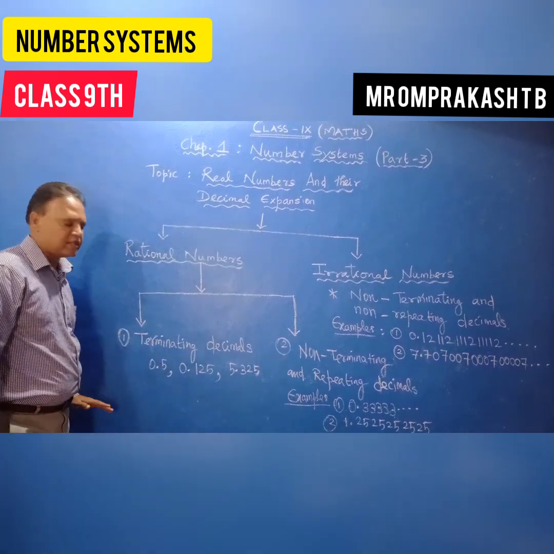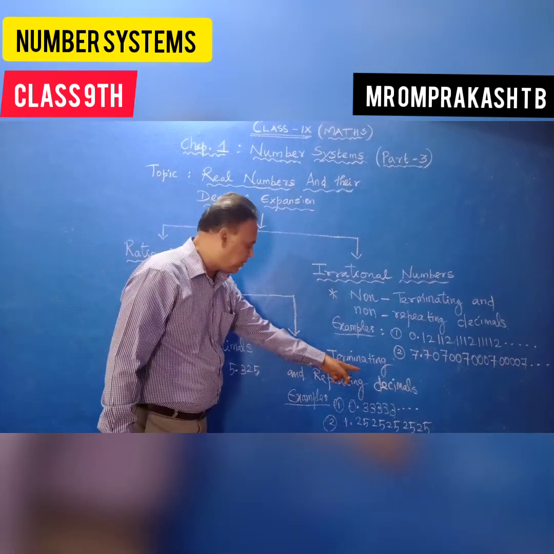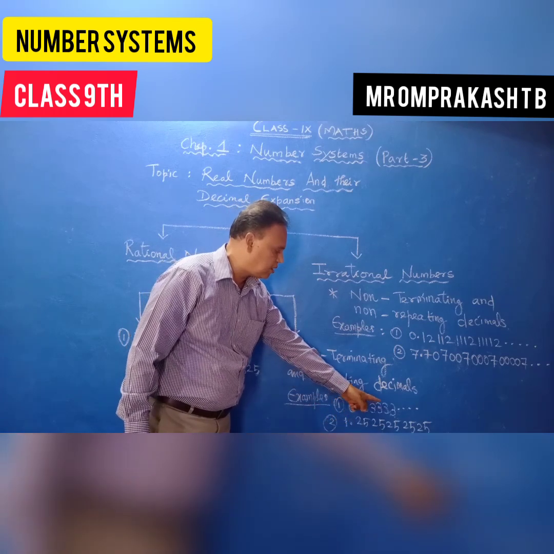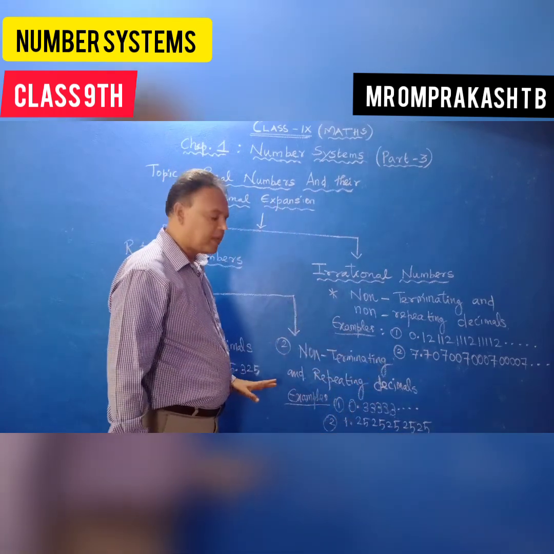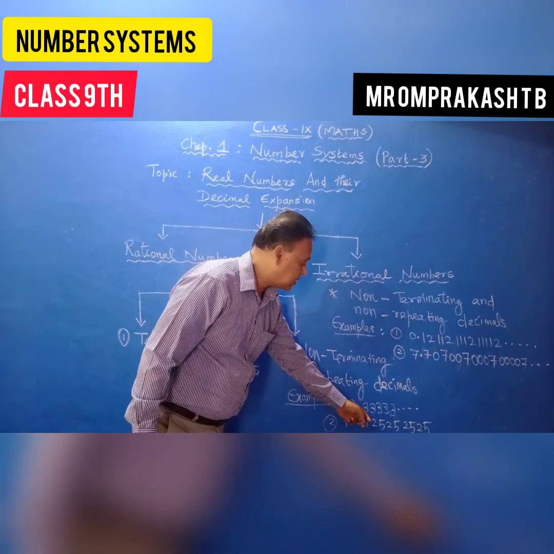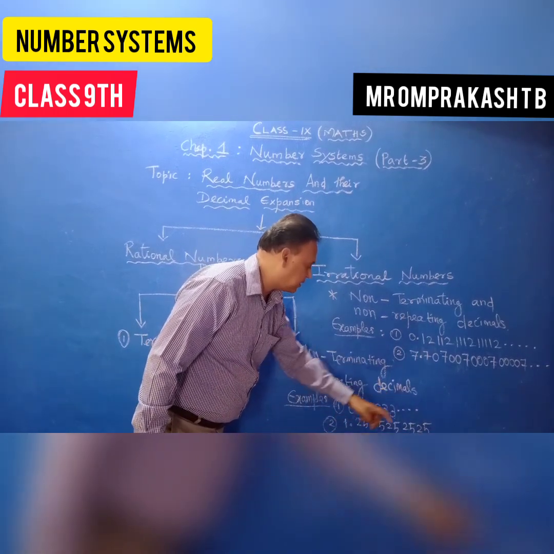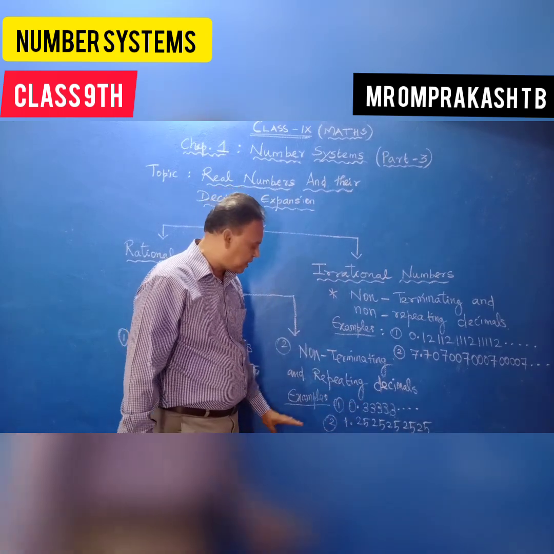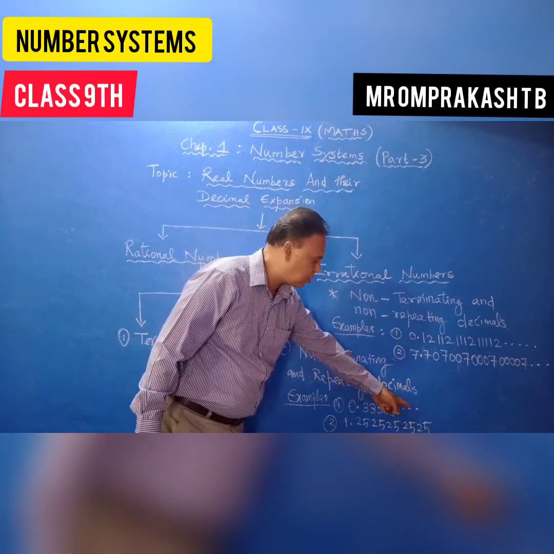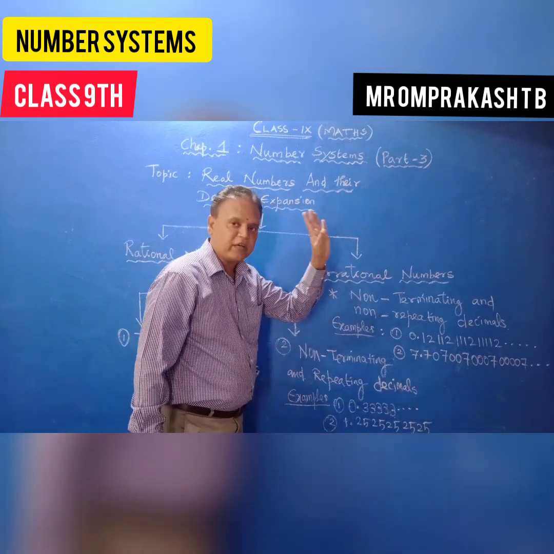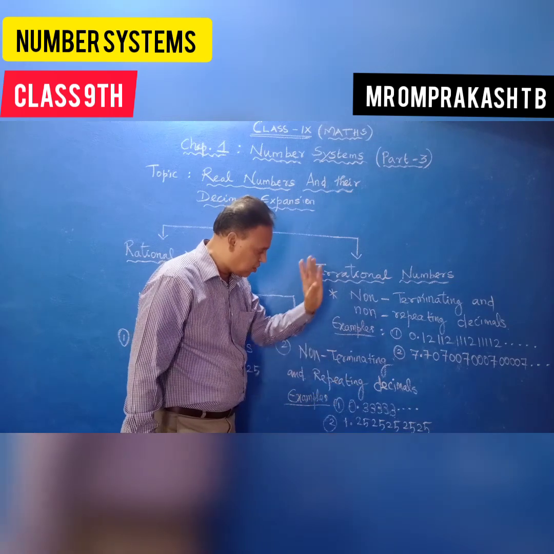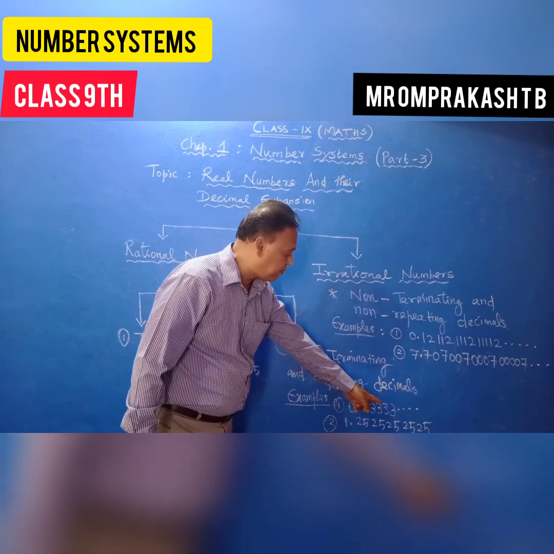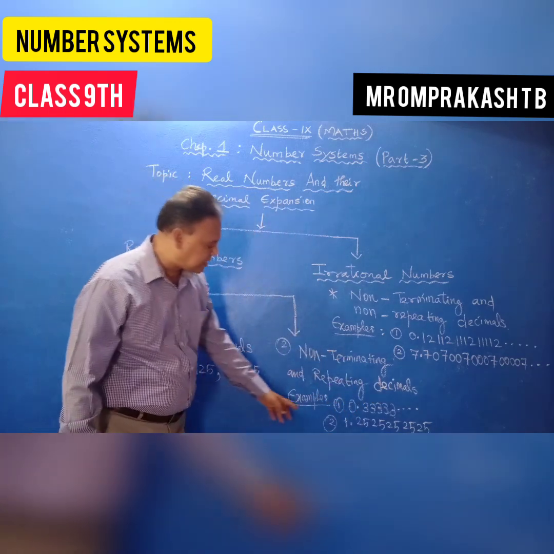Terminating decimals. Another type is non-terminating and repeating decimals. For example, 0.33333333, like this it will be. The same digit repeats, 3 repeating. So that's why it is called non-terminating. Non-terminating means never ending, it is going on. So the 3 is repeating.